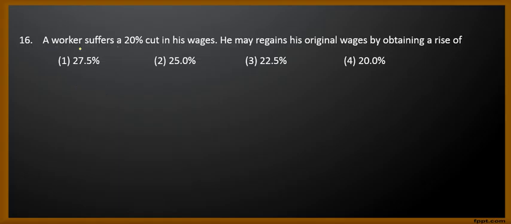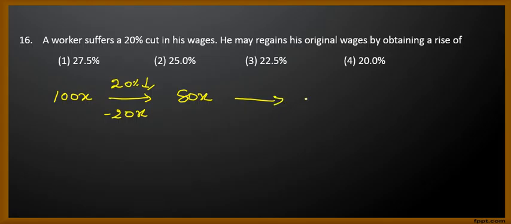See here, a worker suffers a 20% cut in his wages. He may regain his original wages by obtaining a raise of. This is a very tricky question. Most of the people will go for 20%, which is wrong. We'll see now. Assume his salary to be 100x. What is the cut in his salary? 20%. What is 20% of 100x? 20x. This is what is reduced from his original salary. Now what is his new salary? 80x.